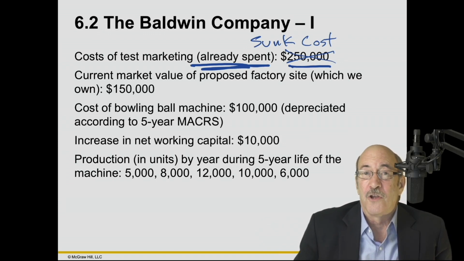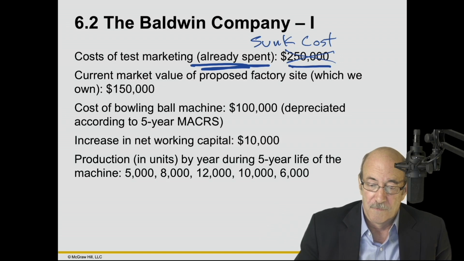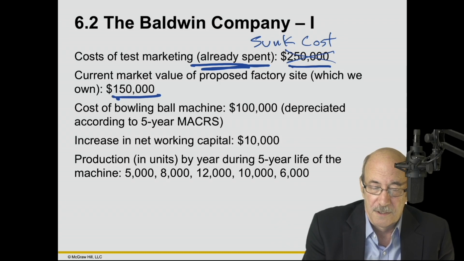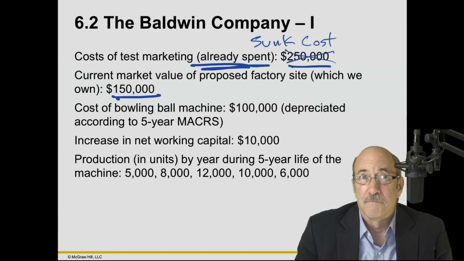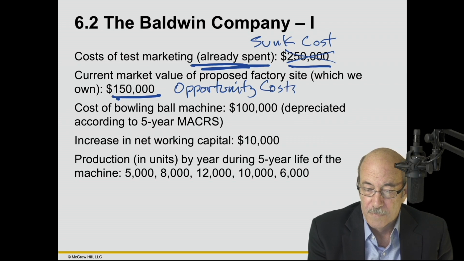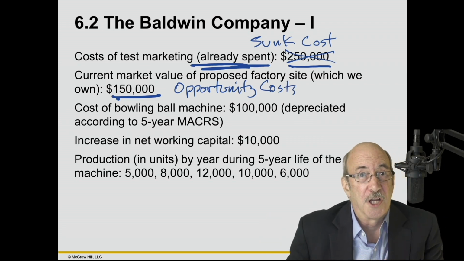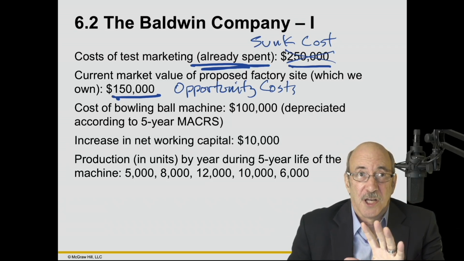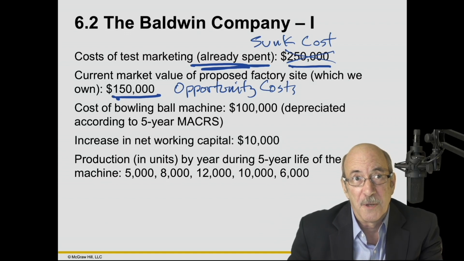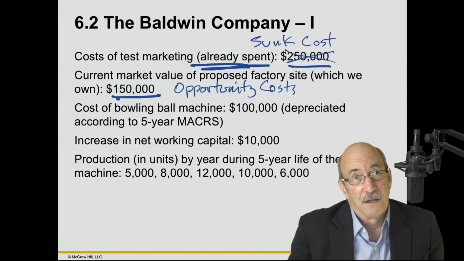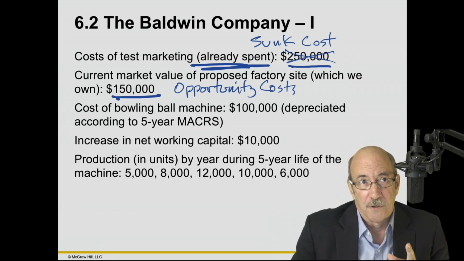All right, current market value of the proposed factory site, which we already own. What do you think about that one? Is it relevant or not? Yeah, of course, it's one of those opportunity costs, right? Because if we already own it, the opportunity is we could sell it to somebody else for $150,000. But this new project says, hey, we might be able to use it. If this turns out to be a positive NPV, we'll use it. Well, the opportunity cost is that we can't sell it then. So yes, that is a relevant cash flow.